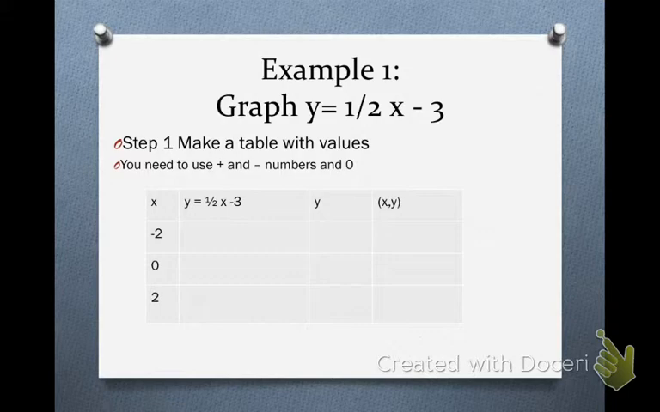So here's our first example. We're going to graph y equals 1/2 x minus 3. So I'm going to take you step by step. Step 1, we make our table. So here's our table with our x, our equation, our y, and our xy. I've selected -2, 0, and 2 as my numbers. So that's our first step.